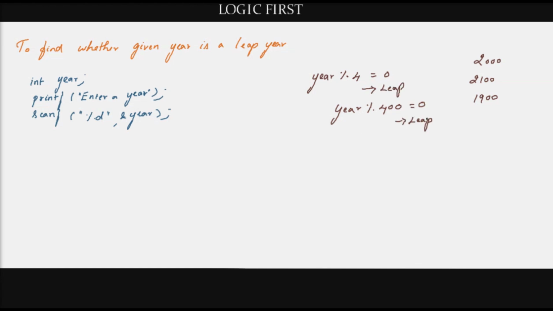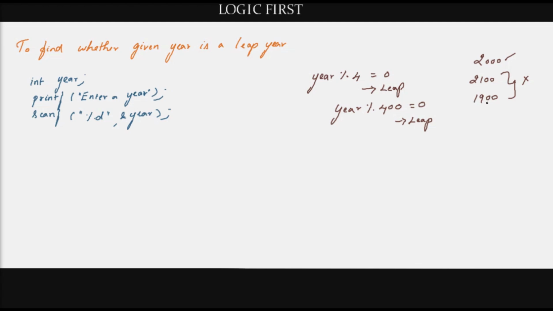So following this rule, actually 2000 is a leap year, but 2100 or 1900 are not leap years. Even though they are multiples of 4, as they mark the completion of centuries, they have to be a multiple of 400 as well to be a leap year.